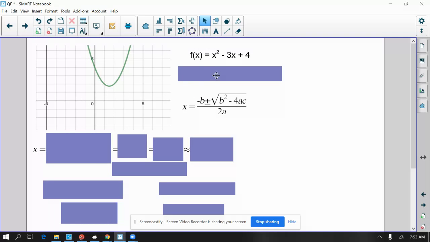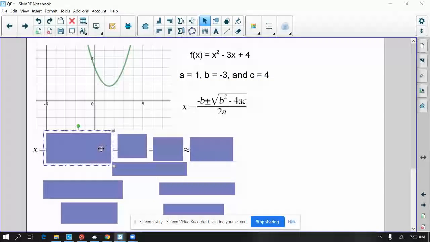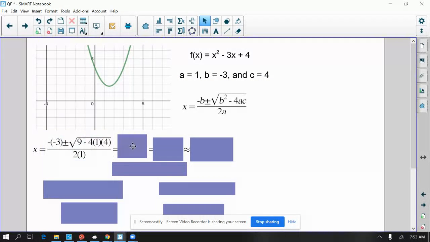What is the discriminant? Well, A is 1, B is -3, C is 4. So I plug in all the numbers. Since B is -3, this is -3. So this will turn into +3. And if you square -3, you always get a positive.